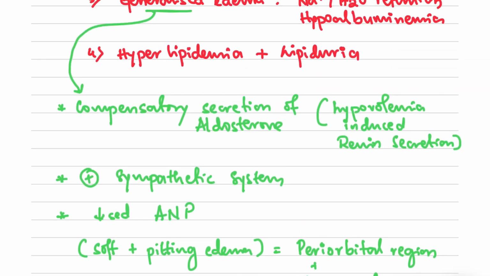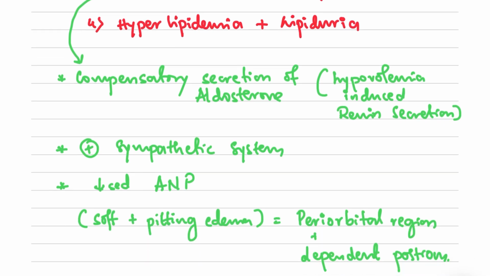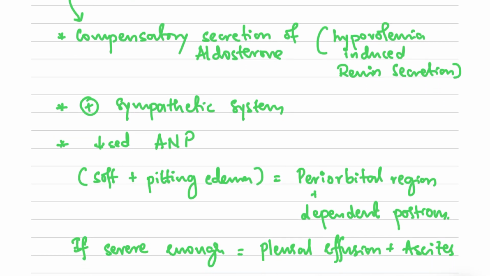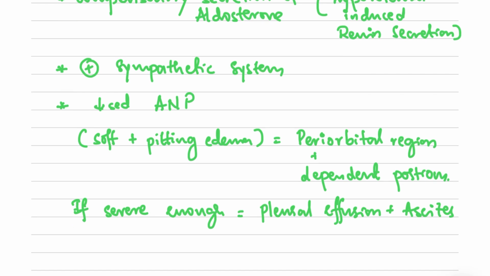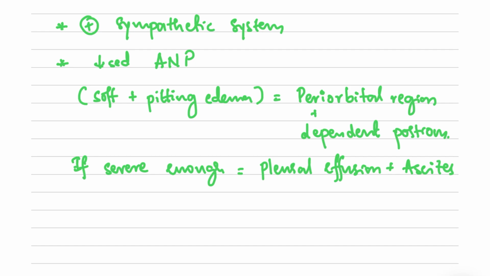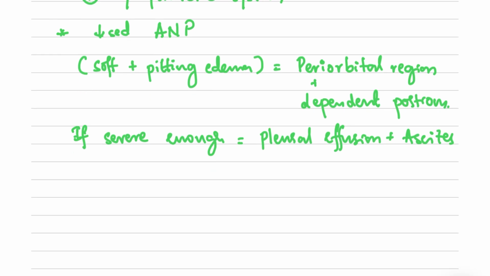Alright, so there will be generalized edema of the patient. This is mainly due to compensatory secretion of aldosterone because of hypovolemia-induced renin secretion. There will also be activation of the sympathetic system and also reduced ANP levels. This leads to soft and pitting edema in the periorbital region as well as the dependent portions. If this is severe enough, it will lead to pleural effusion as well as ascites.